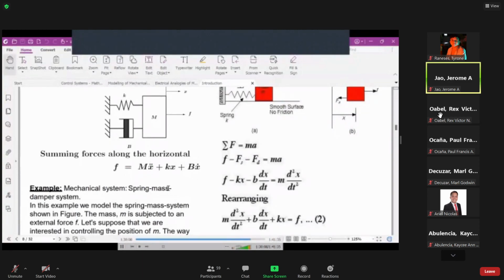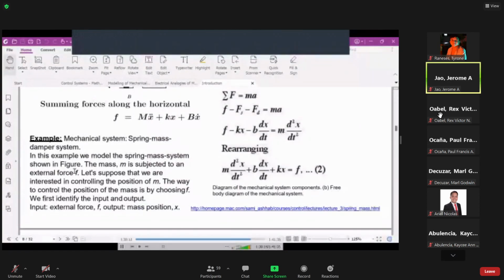For example, mechanical spring mass damper system. In this example, we model the spring mass system shown in the figure. So the mass is M subject to the external force F. And let's suppose that we are interested in controlling the position of M. Therefore, we need to know the output position or the X or the displacement. So the way to control the position of the mass is by choosing F. So kung paano daw natin i-control yung position ng M is by choosing F, or kung gaano kalaki yung force na ilalagay natin doon sa mass para makontrol natin kung gaano kalayo yung magiging displacement niya.